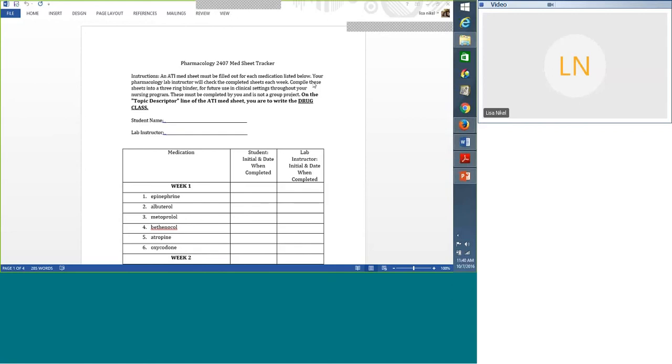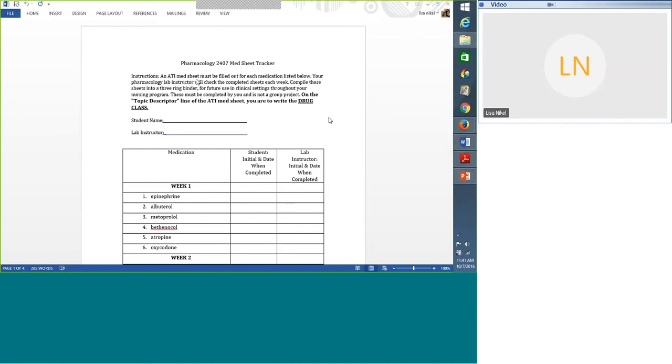Okay, here we have what you're going to be doing throughout the course. This is called your med sheet tracker. You will get time to work in lab on these. For lab next week, try to have week 1 and week 2 done, okay? Before you get to lab, you may get some time in lab to work on them, but this is how you're supposed to start chunking these out week by week.